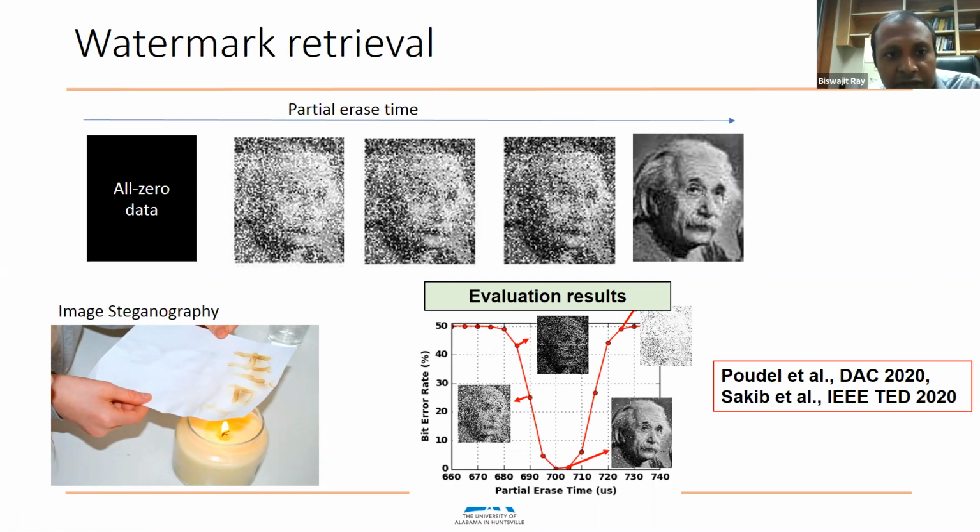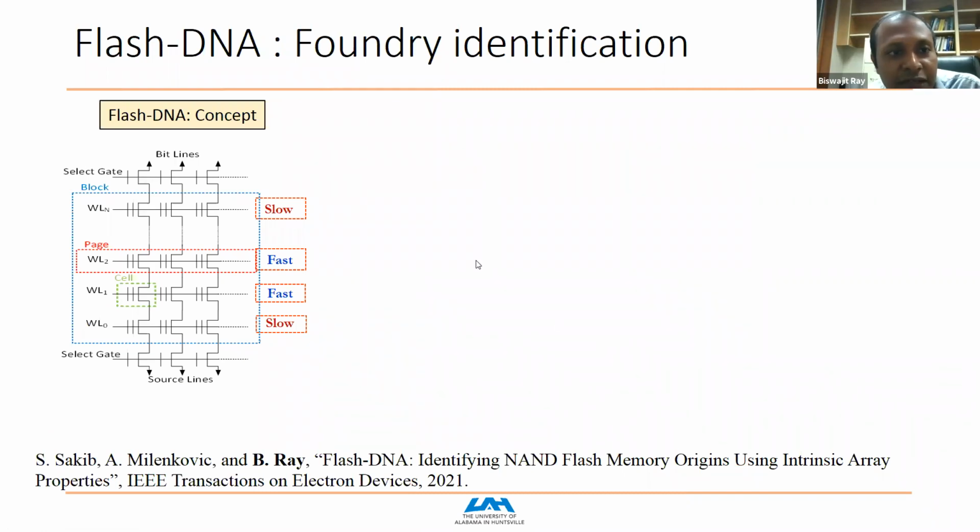Okay, so that's the watermark thing, and I'll go to the next innovative hardware security primitive called Flash DNA. So this is to identify which manufacturer, right? Or which foundry this chip is coming from. So every foundry has its unique equipment, and based on that, there is a unique signature in the memory. So in a logical way, when you analyze memory bits, you see everything is ones or zeros. You don't get to know the underlying manufacturing process differences, right?